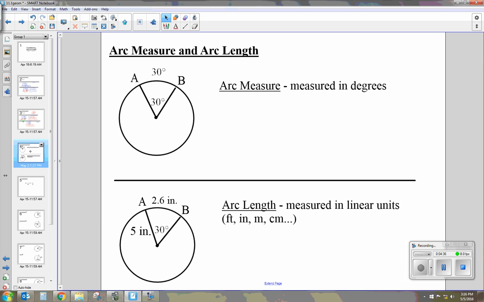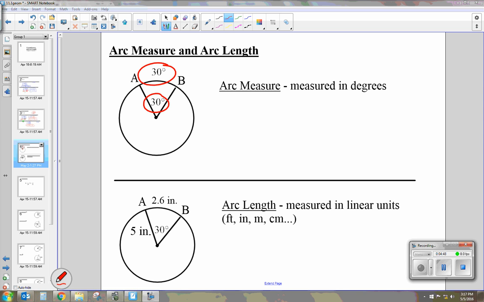All right, next up, we're going to be looking at 2 different terms, arc measure and arc length. We've already seen arc measure before. When we have a central angle, its arc is equal. An arc measure is always in degrees, so we have to keep that in mind. Arc measure is in degrees. We have something new called arc length, and length is in linear units like feet, inches, meters, or centimeters. So if we look at arc AB, the length, if we were to measure it with a ruler, would be about 2.6 inches. So that's the difference between measure and length.